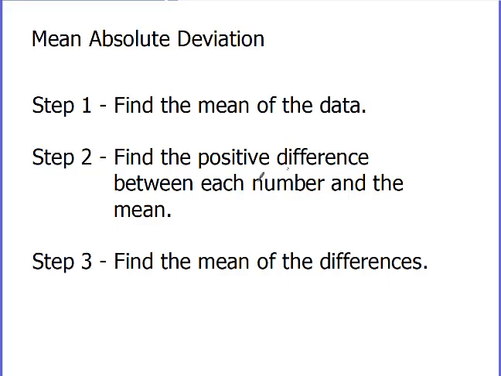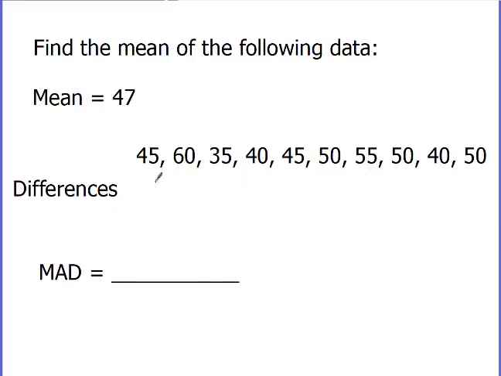The second thing I need for you to do is find the positive difference between each data point and the mean. And then the third step is we're going to find the mean of all of the differences. So let's see if we can do that of that set of data that I just gave you. Well, if you did everything correctly, when you added all the numbers together, you should have come up with 470. And if we divide that by the number of numbers there are, which is 10, you end up with a mean of 47. So the next thing that we need to do is find the differences of each data point from the mean.